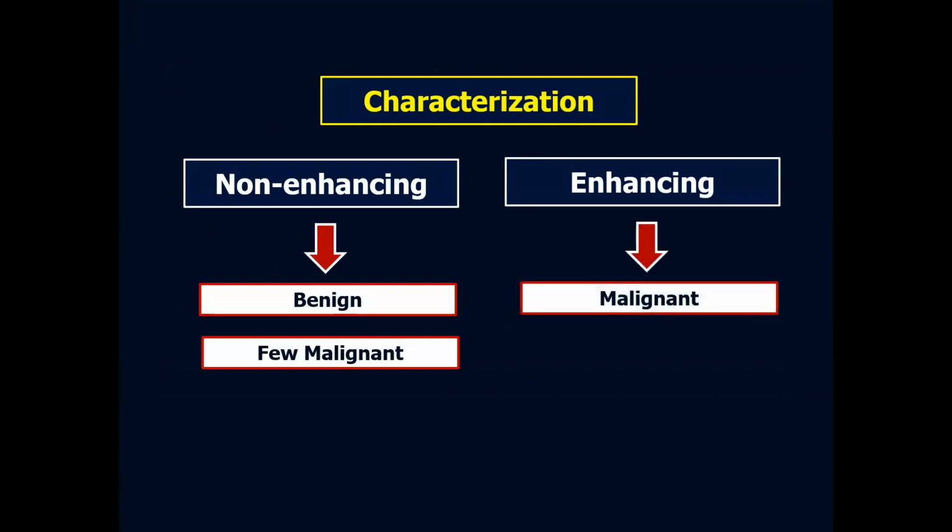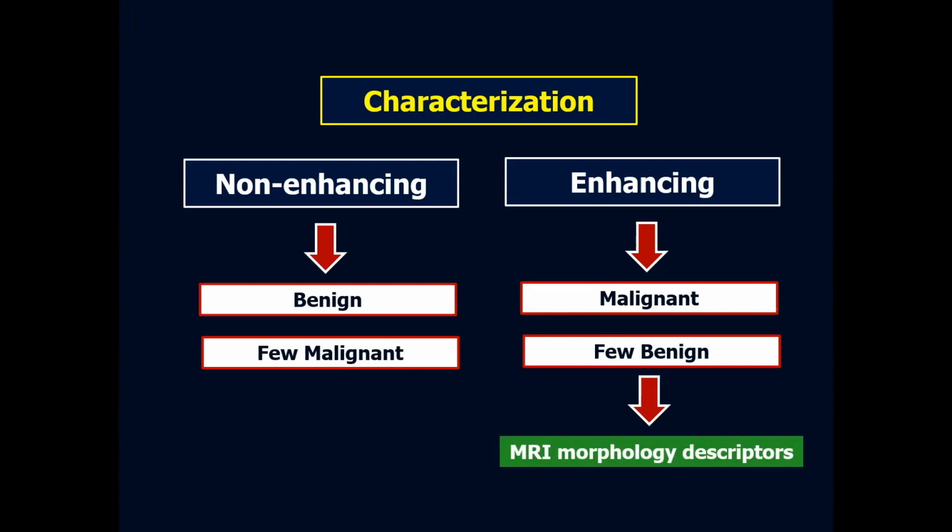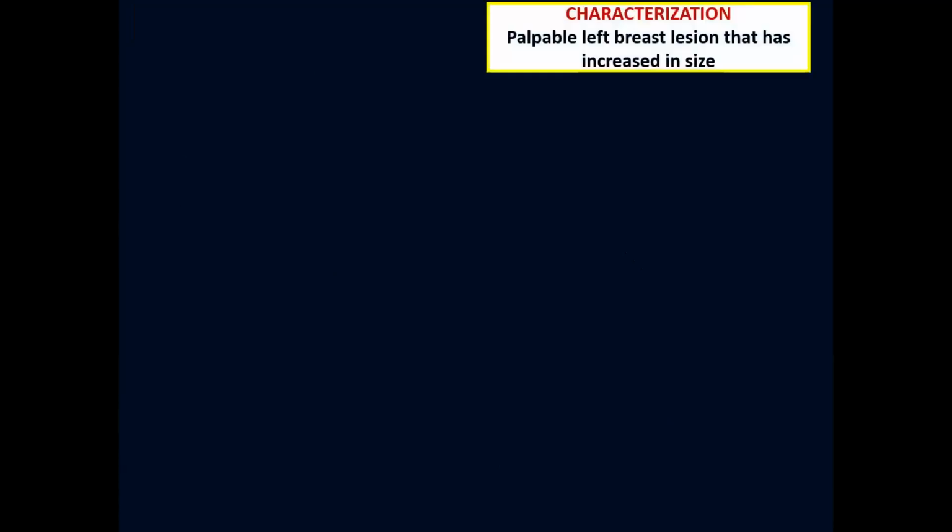And the enhancing lesions are mostly malignant, and we only have a few benign lesions which also show contrast uptake. Therefore, to characterize enhancing breast lesions, we should follow the MRI morphology descriptors to be able to differentiate whether they are benign or malignant.